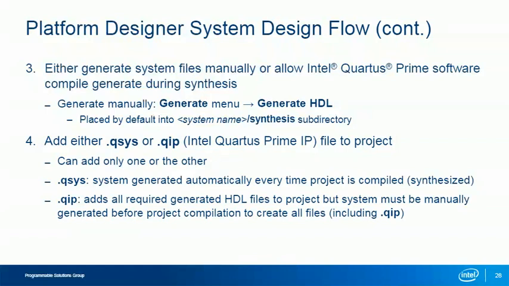The second method is to have the system generated when the project is compiled. To do this, add the system's .qsys file to the project instead of the .qip file. Whenever the system is compiled, the system will get generated first before synthesis and place and route occur. While this avoids manually generating the system every time you make a change to the .qsys file, project compilation time will be longer.